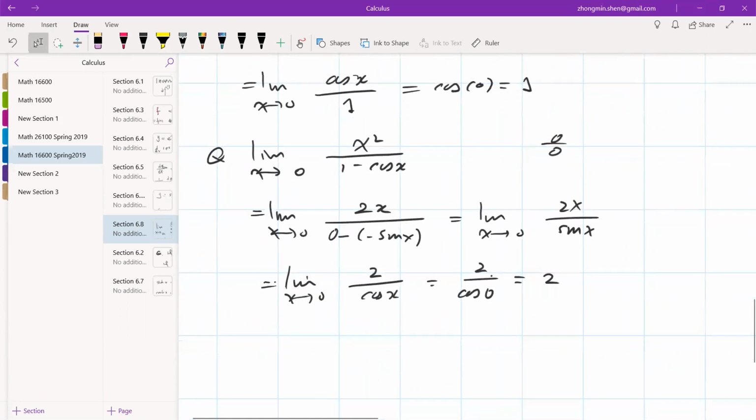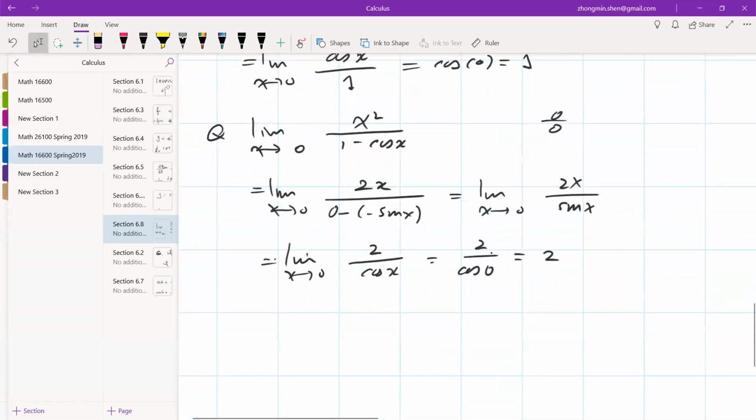Now, we can generalize L'Hopital's rule to some other situations. In L'Hopital's rule, a does not need to be finite. Also, the limit can be a right-side limit or a left-side limit. So this is still true. Here's a note.